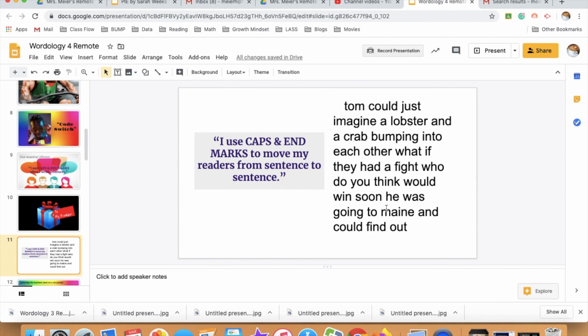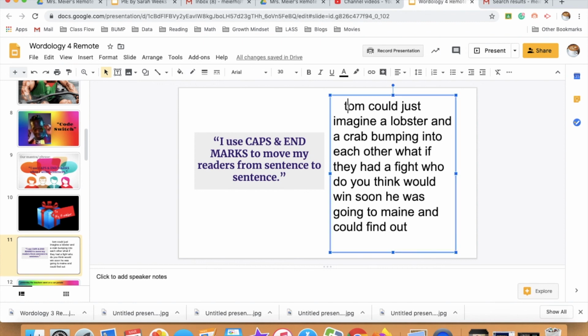All right, so do you see what I'm saying? I can't quite figure out the meaning of it. Now when I do it again, I'm like, oh, Tom could just imagine a lobster and a crab bumping into each other. What if they had a fight? Who do you think would win? Soon he was going to Maine and could find out. When I read it through a second time, I know where to put it.